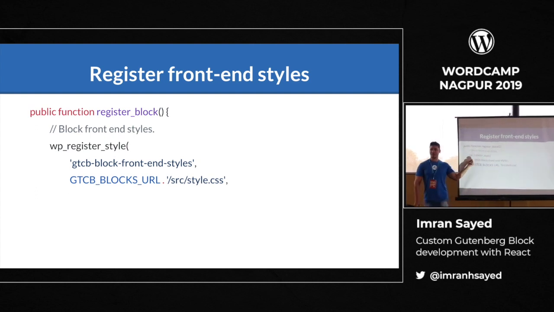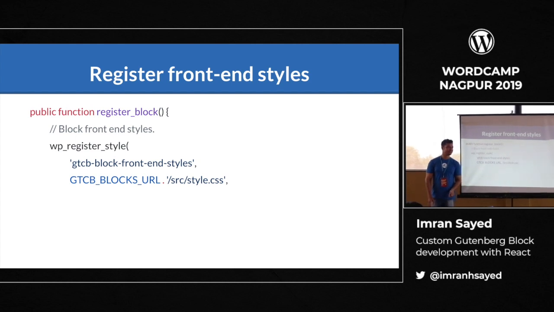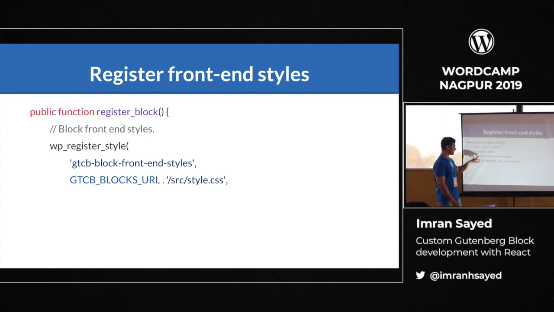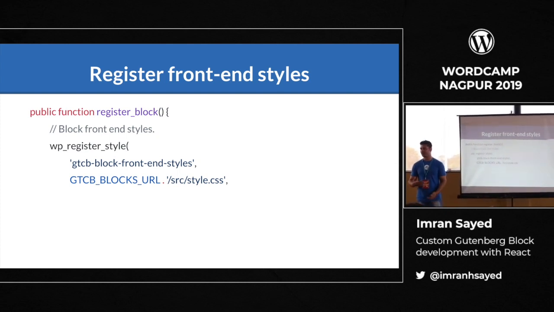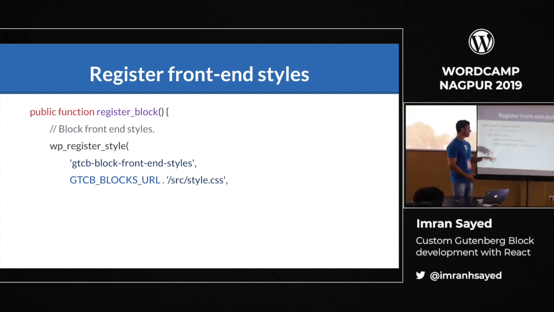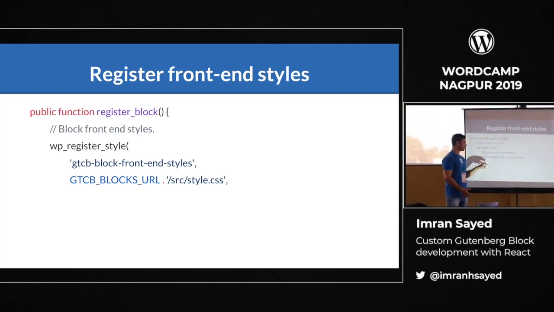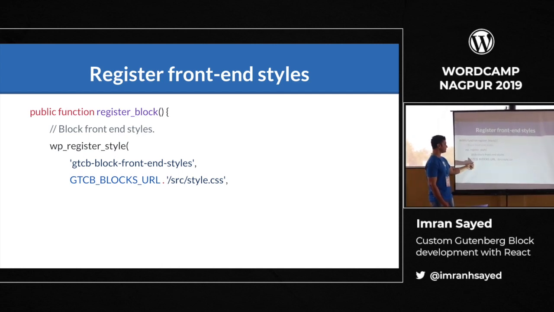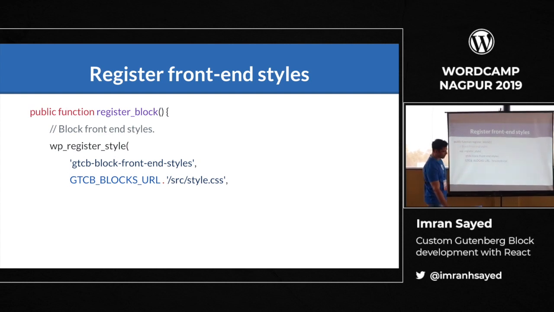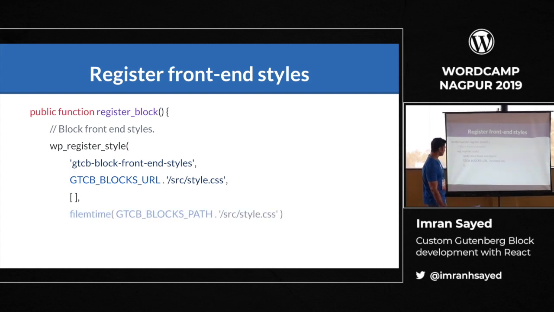So WordPress developers, you are familiar with this function? Yeah. What does it do? It registers the style. So this one is basically the hook name. You must have enqueued a style sheet in WordPress when you were doing development. So use that function. This is the hook name, a unique hook name. Then you are passing the URL of the style sheet. This is just a constant and I'm using it to shorten it. Then it asks for dependency. I don't have any dependency, so I'll leave it empty.